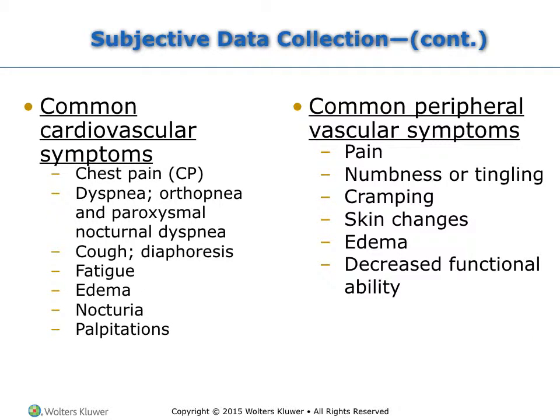Some common cardiovascular symptoms that we see in patients include chest pain, dyspnea, orthopnea, which is difficulty breathing in different positions, paroxysmal nocturnal dyspnea, which is difficulty breathing at night, cough, diaphoresis, fatigue, edema, nocturia, voiding at night, and palpitations. Common peripheral vascular symptoms include pain, numbness or tingling of the extremities, cramping, skin changes, edema, and decreased functional ability.